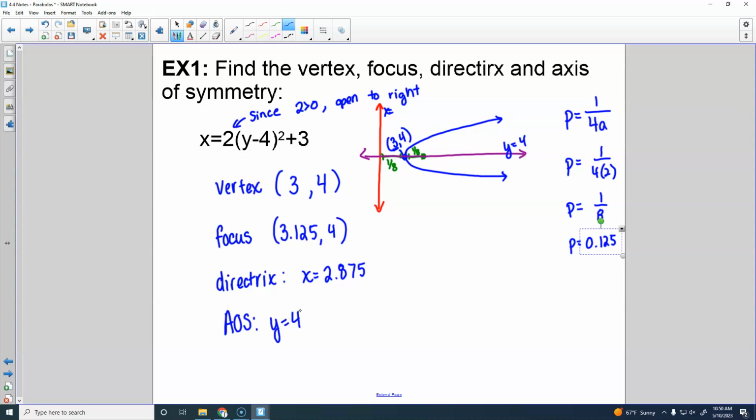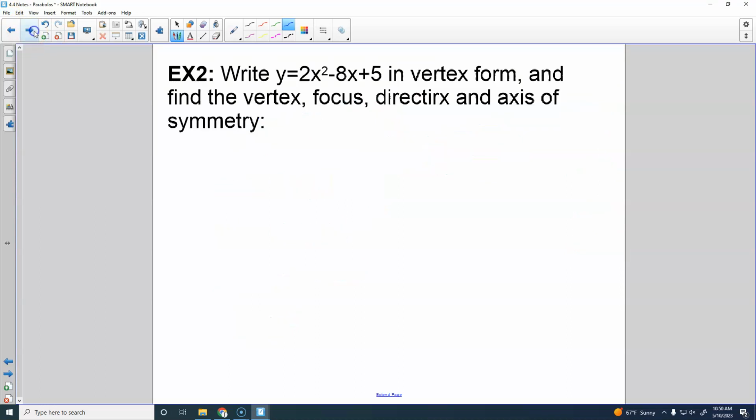You can use formulas for this instead, where you have positives and negatives. But to me, formulas are sometimes difficult to remember long term. If you just think of sketching this out and which direction you would go, I think that is most of the time easier for students to remember long term. Okay, questions here? Now that one was already in vertex form for us. This next one is not in vertex form.